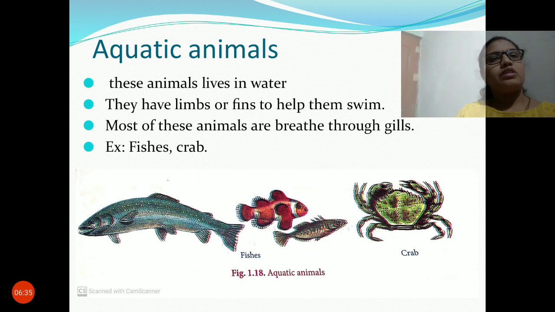Most of these animals breathe through gills. Gills you can observe in a fish, that feathery like structure on the body, you can see, correct? Those are called gills. So these fishes breathe through the gills near the eyes. You can observe near the mouth, the small gills present on the body. Through this, a fish will breathe. Examples I have given: fishes and crab.